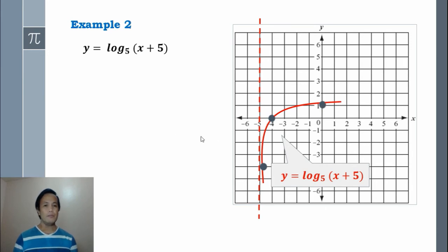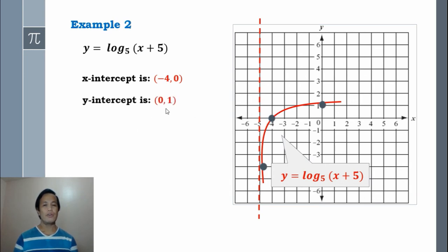So this is now the same. The vertical asymptote is the same, that is x equals negative 5. Then we have the x-intercept, the same, which is (negative 4, 0). The y-intercept this time is positive, the point (0, 1). Then our zero of the function is of course negative 4. And our vertical asymptote is the same, x equals negative 5.